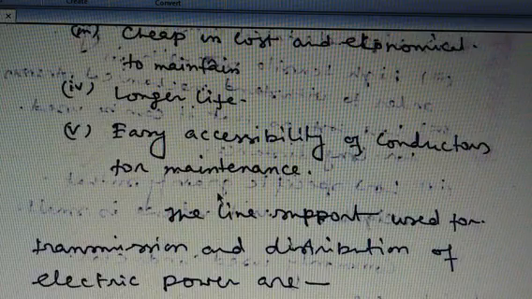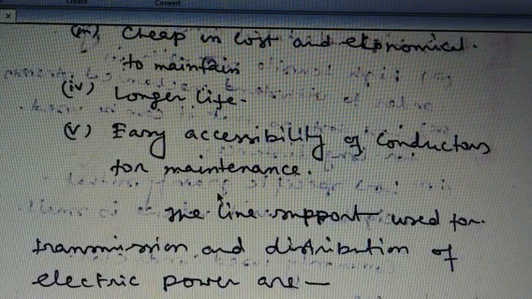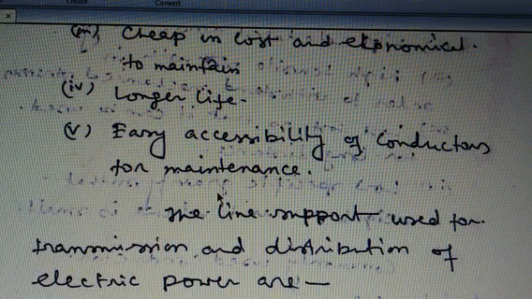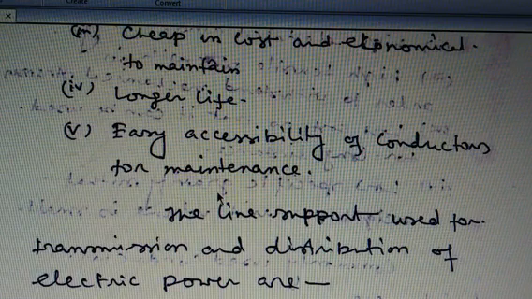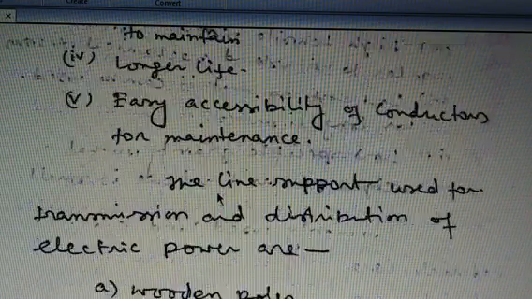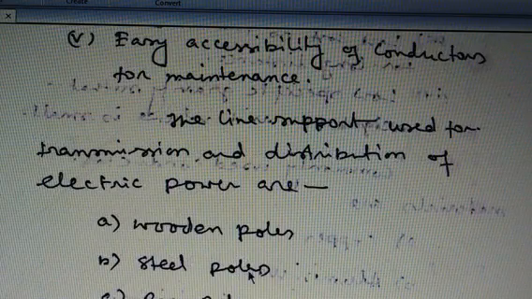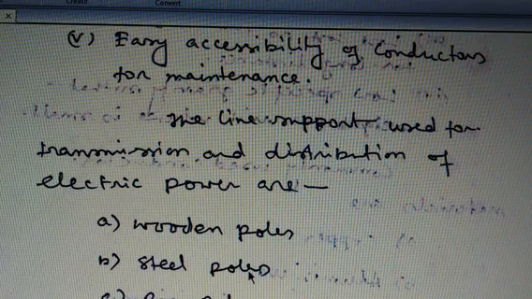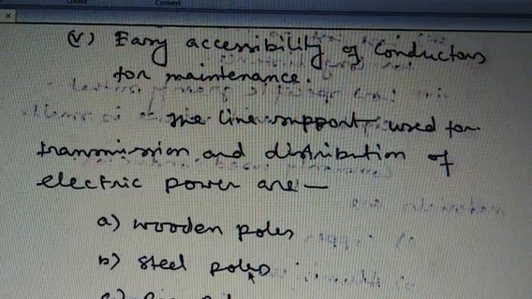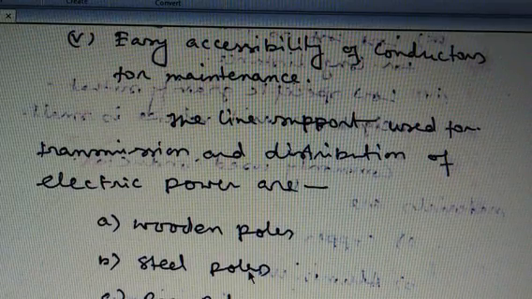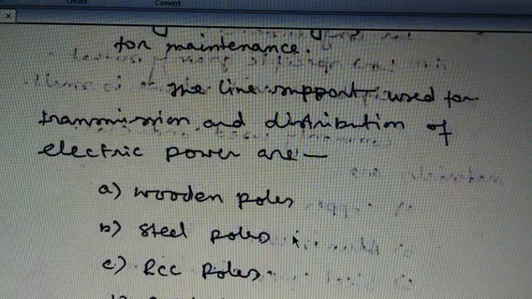The line supports used for transmission and distribution of electrical power are of various types like wooden pole, steel pole, RCC pole, etc. The choice of supporting structure for a particular case depends upon the line span, cross-section area, line voltage, cost and local conditions. First one is the wooden pole. These are made of wood and are used up to 50 meters span. There are some disadvantages of the wooden pole because wood is not suitable for the transmission material.